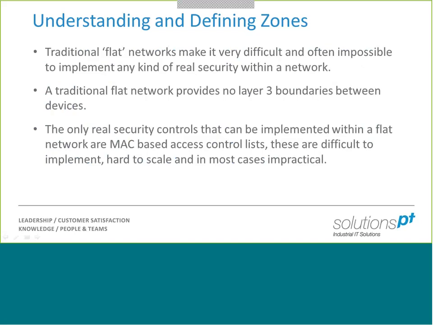So we'll have a quick look at the reasons why that's so bad. The main reason is that there's no easy way for us to implement any real kind of security within a network. The reason for that is we don't have any boundaries. There are no layer 3 boundaries. There's no layer 3 device, whether that be a layer 3 switch, a router, or a firewall. There's no device that sits within that network that will allow us to filter traffic between devices.